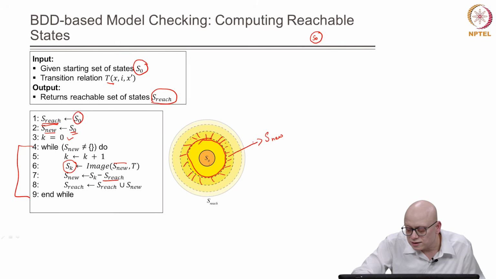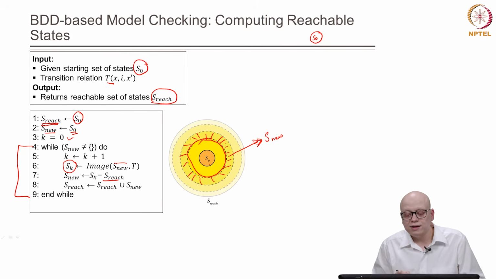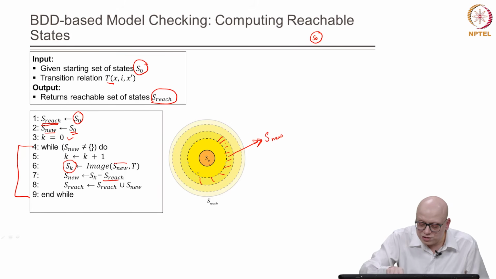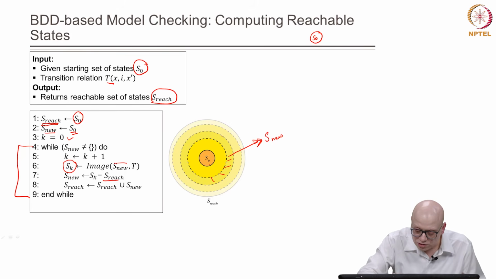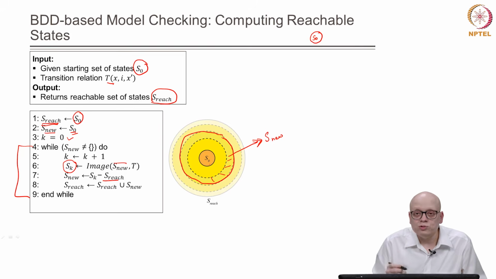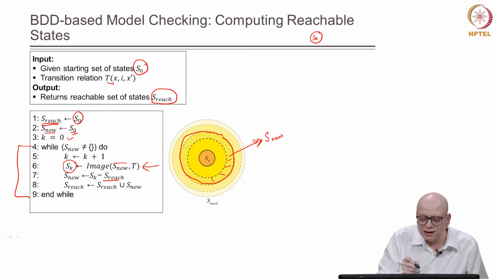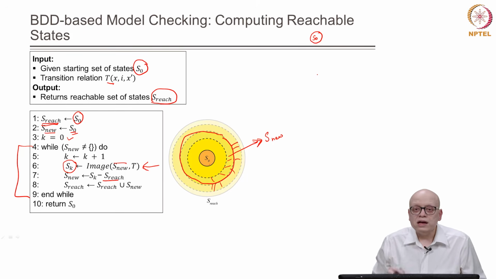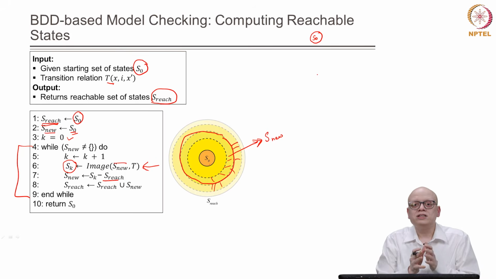This is now S new, right. Now, what we do is say that the reachable set of states has become this much, right. And then in the next iteration, using image computation, we will get the next new set of states, and so on, right. Now, if we go on expanding the set of reachable states, what will finally happen?